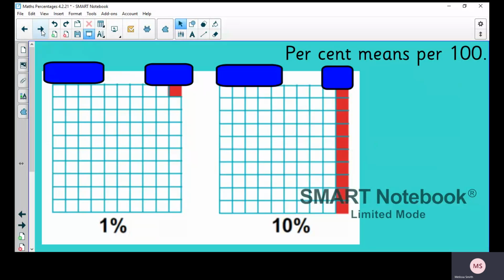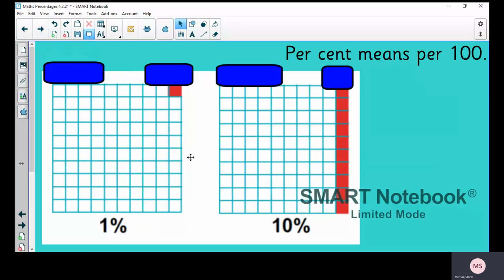Percent means per 100. So if we apply that to this here we have one red square out of 100, which means we have 1%. Here, how many red squares do we have? We have 10 red squares out of how many? 100, which means we have 10%.